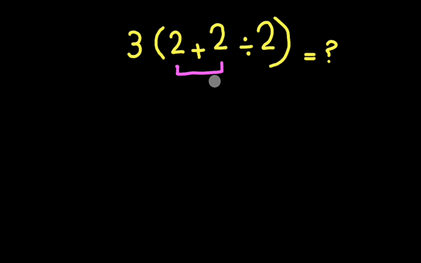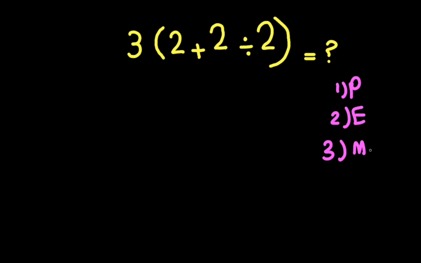According to the rules of mathematics, PEMDAS, we have to solve this math expression in this way. First, parentheses, then exponent, then multiplication or division, and then addition or subtraction. And as we know, multiplication and division are equally important, and addition and subtraction are equally important. So according to this rule, we have one parenthesis here that we have to solve first.